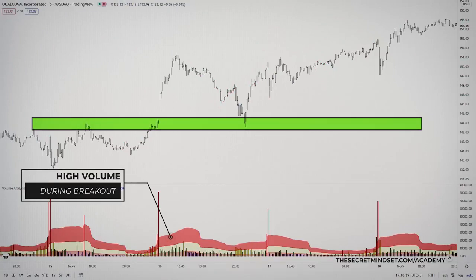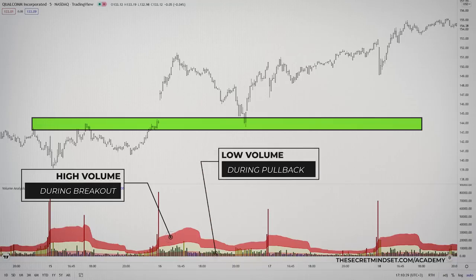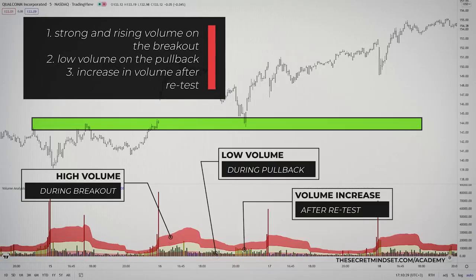At this stage, you want to see the market pull back to test the former resistance level, but very important, this should be followed with low or decreasing volume, since we are now developing a bullish trend higher and expect to see a rising market with rising volume. So very important, you want to see strong and rising volume on the breakout and low volume on the pullback. Then, at the retest level, you want to see another increase in volume.